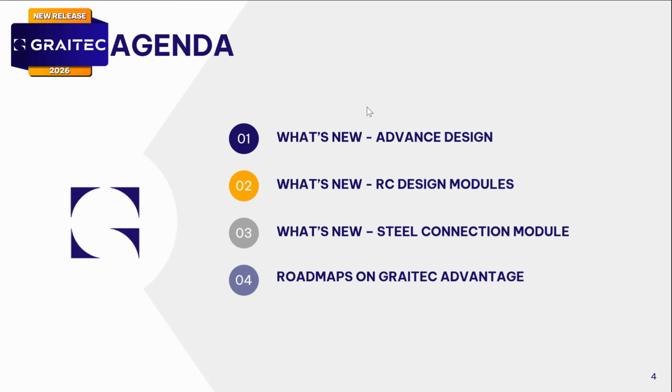So let's go over our agenda of this webinar today. The first part is going to be about what's new in Advanced Design generally. Then we will talk about the RC design modules. Next, we will cover the steel connection module, which is new for North America. And finally, we will talk about the future plans and our roadmap.